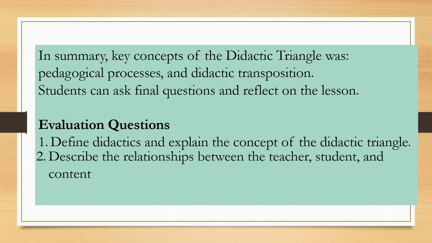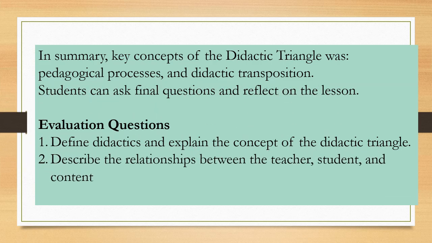Refer to this evaluation to see if you understood the lesson well. If you understood the lesson, define didactics and explain the concept of the didactic triangle. Describe the relationship between the teacher, the student, and the content. Finally, in the main components of the didactic triangle, we have seen what the teacher can do, what the learner can do, and the importance of the content. So it's up to everyone to use the understanding from this video.